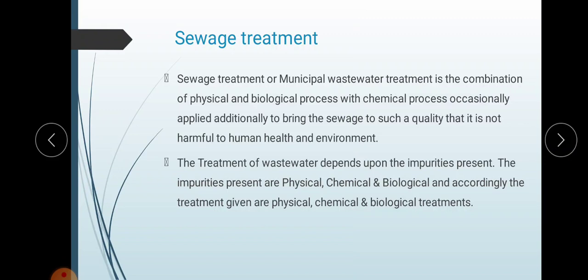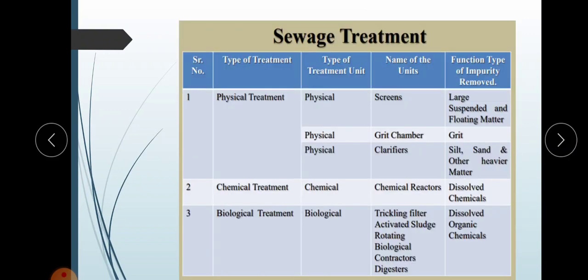Okay. And the treatment of wastewater depends upon the impurities present. So based on the intensity of that impurity, we are adopting the type of treatment. And the impurities present are physical, chemical and biological, and accordingly the treatment is given as physical, chemical and biological treatment.